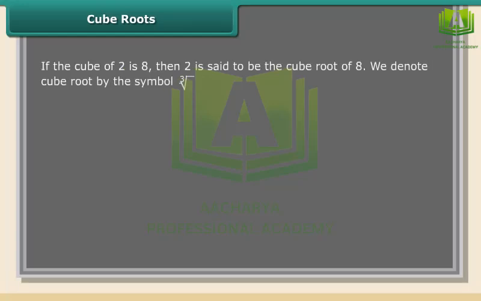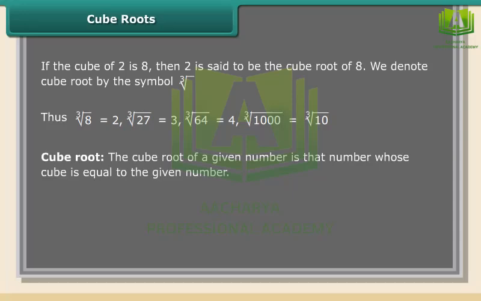If the cube of 2 is 8, then 2 is said to be the cube root of 8. We denote cube root by the symbol ∛. Thus, ∛8 = 2, ∛27 = 3, ∛64 = 4, ∛1000 = 10. Cube root: the cube root of a given number is that number whose cube is equal to the given number.